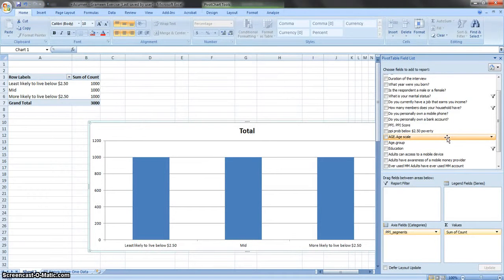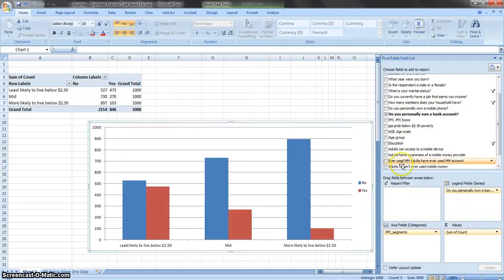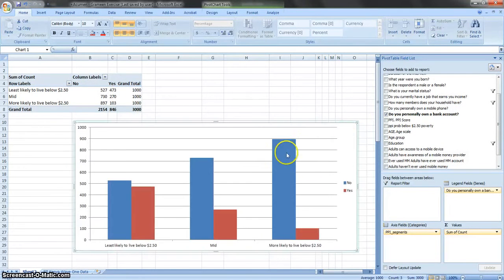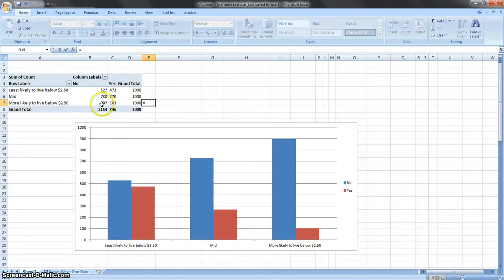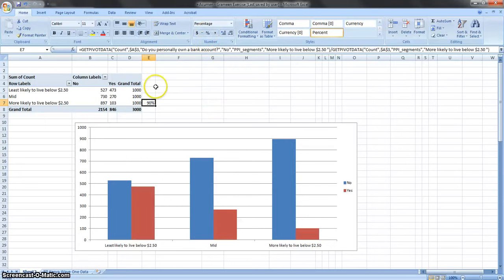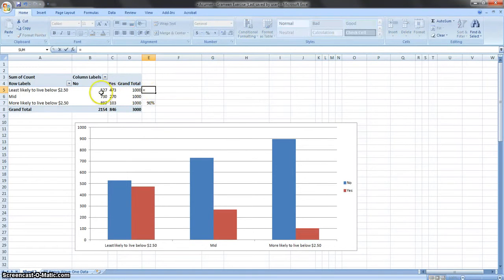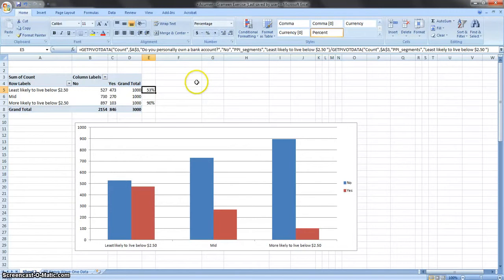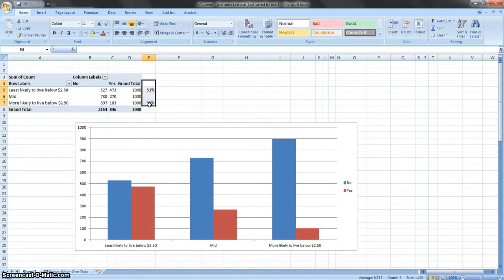So we're going to check if they have a formal bank account. As you see, we have a majority here who doesn't have a formal bank account. And we can also take that percentage over the total population within each segment. So 90%. In comparison, you have 53% of formal bank accounts penetration among the least likely to live below the 250 line. So again, you can delete this.